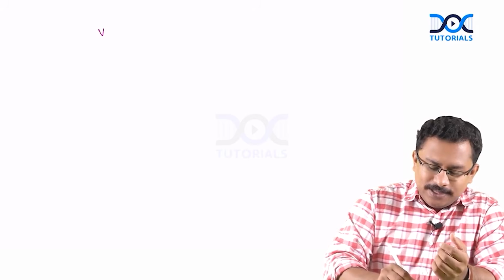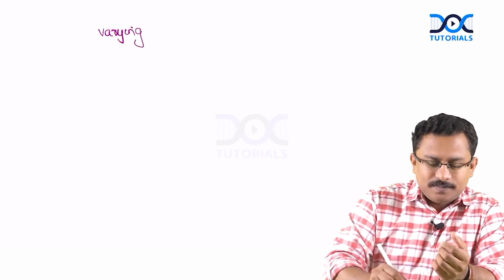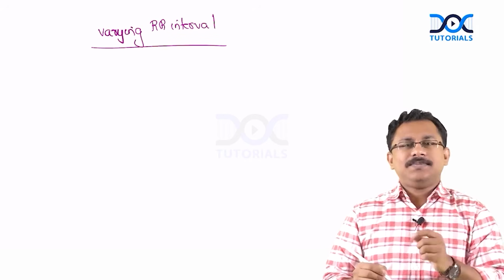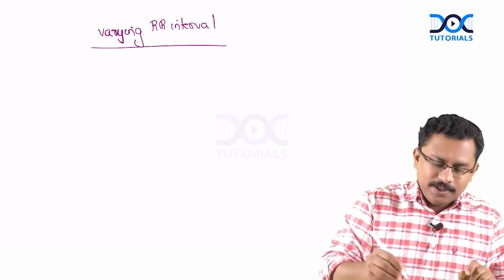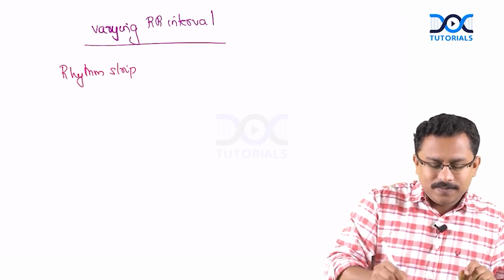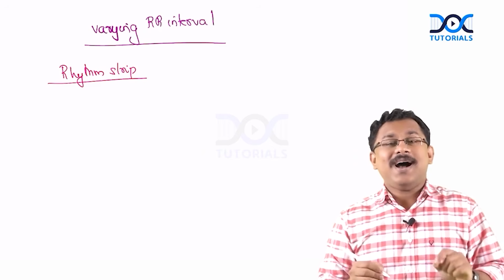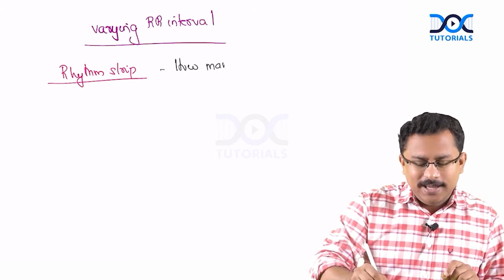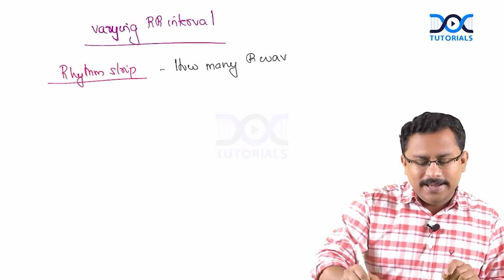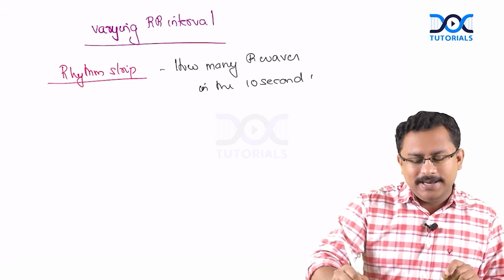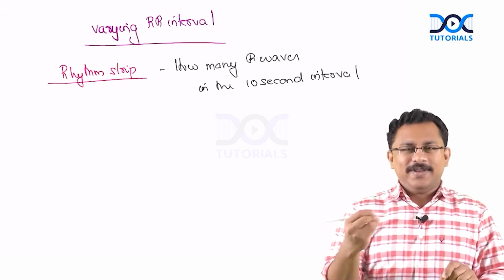So in such a scenario, what you have got to do is think of a scenario of a varying RR interval. So here you have got to take the lead 2, that is the rhythm strip. You take a rhythm strip of 10 seconds and find out how many R waves are there in the 10-second interval.